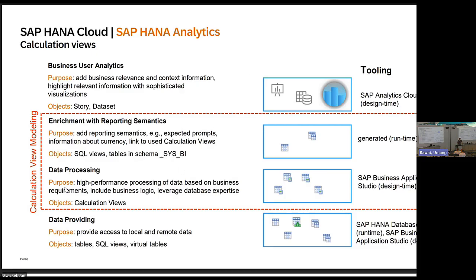If we start on the bottom, we have some kind of data that's coming in, like tables, SQL views, virtual tables. So it's just data. But now you don't want to report on tables. You want to report on meaningful data. That means bringing together information from different tables. You want to filter it, you want to cleanse it, and so on. And this stage can be fulfilled by calculation views on the fly. So the calculation views are in this middle layer doing the pre-processing.